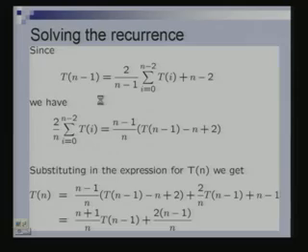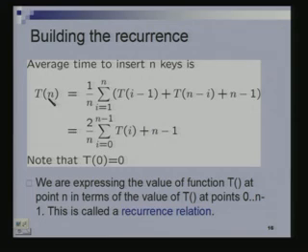We will try and figure out how to solve this recurrence relation also. Okay? And that is what we are going to do now. So t of, what did we say here? T of n is 2 over n times the sum of the previous t's plus n minus 1, right?